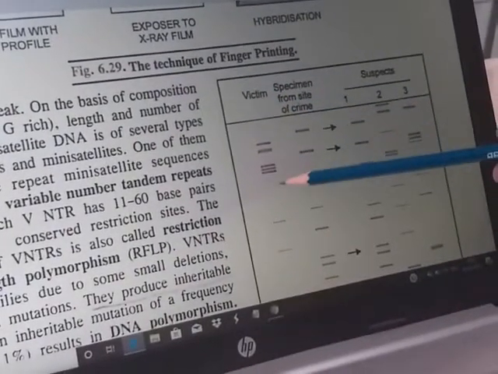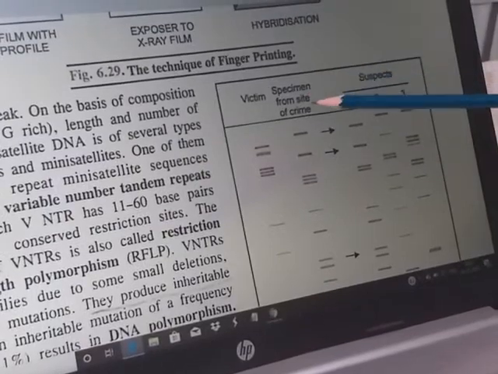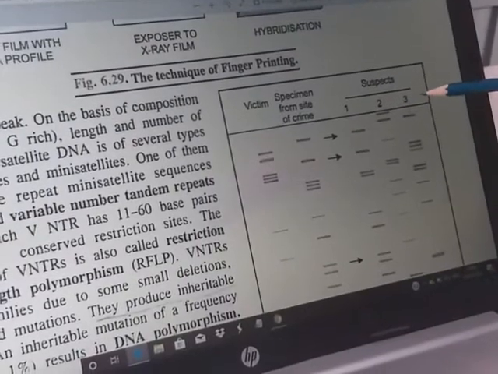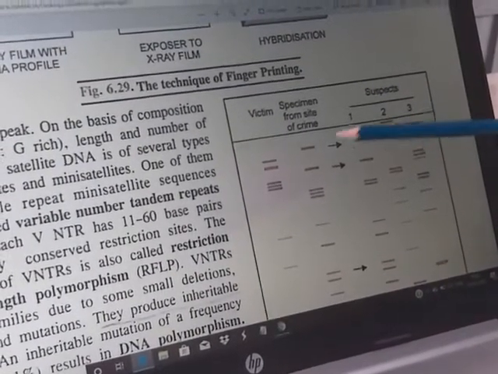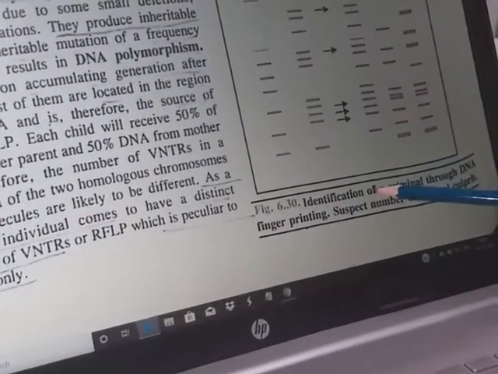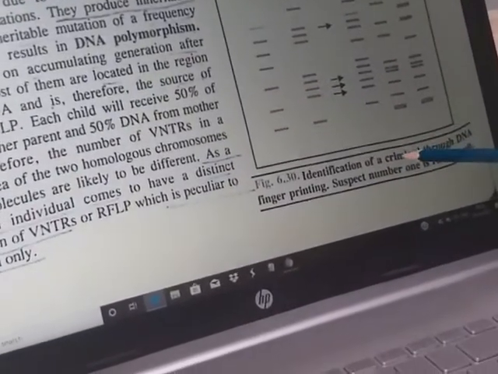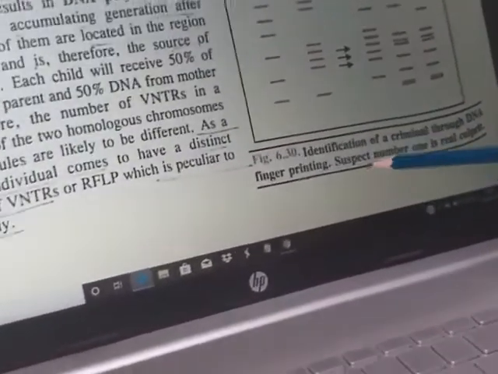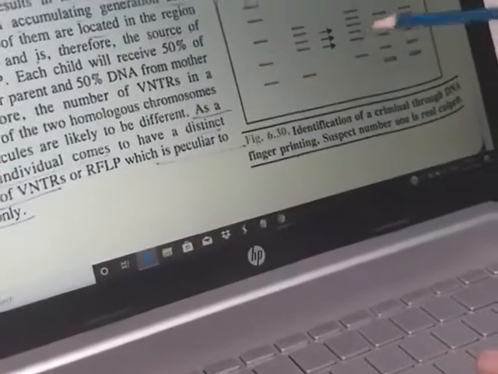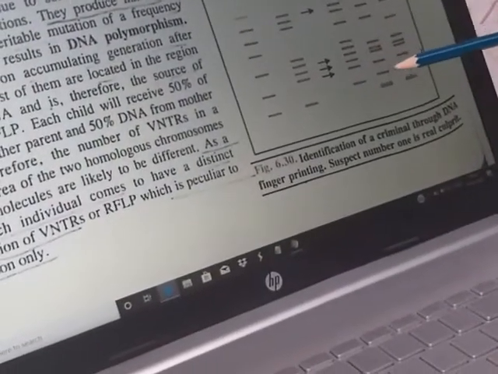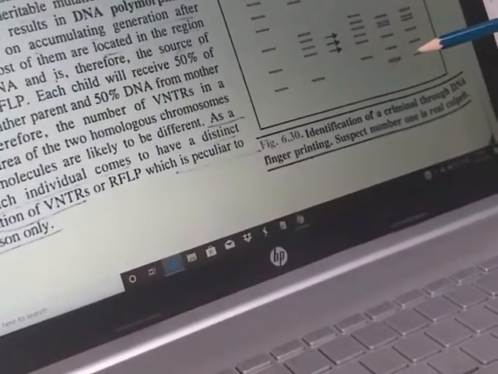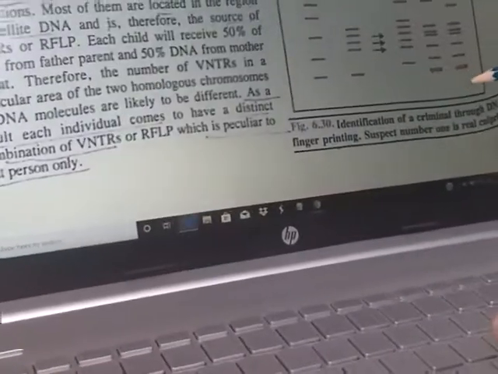This is the case of the victim DNA specimen from the site of the crime. This DNA we got, and there were suspect number 1, 2, 3, and where it matches, it is matching with 1. Identification of a criminal through DNA fingerprinting: suspect number 1 is the real culprit. Like this, by comparing the bands, which were actually certain sequences present in the DNA and which are unique to the individual, so many problems can be solved.